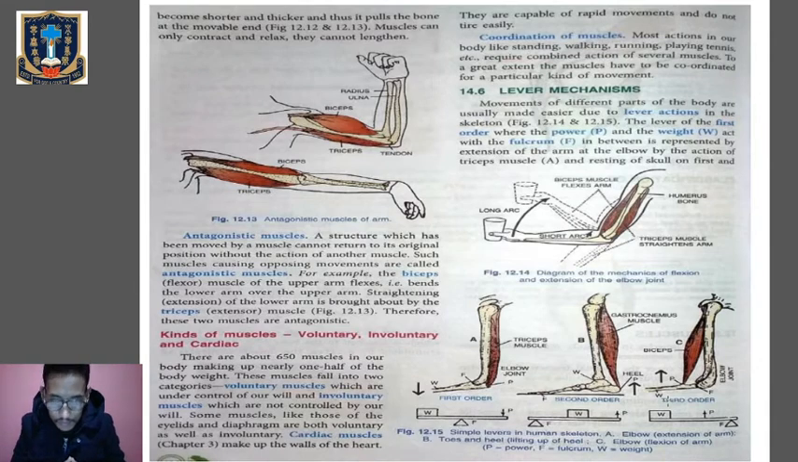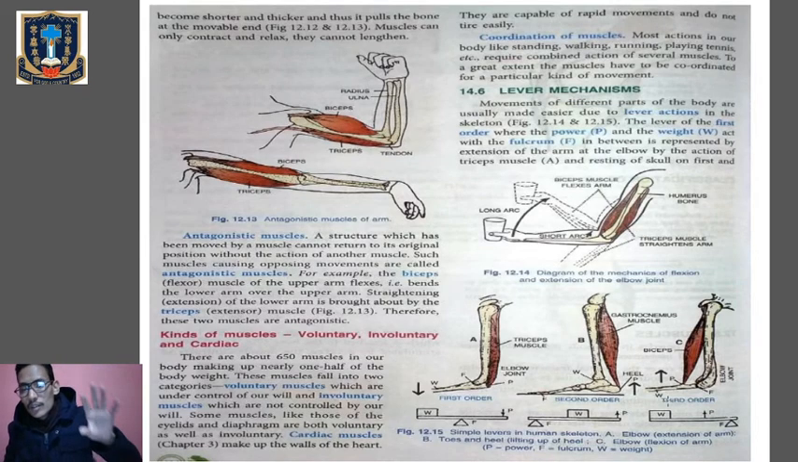We have three types of muscles: voluntary muscles, involuntary muscles, and the cardiac muscles. There are about 650 muscles in our body, and they have been categorized into voluntary, involuntary, and cardiac muscles. Voluntary muscles are under the control of our will; involuntary muscles are not under the control of our will; and there are certain other muscles which are both voluntary and involuntary, like the muscles of the eyelids and the diaphragm. And cardiac muscles form the walls of the heart; they undergo rapid movement and never get tired easily.